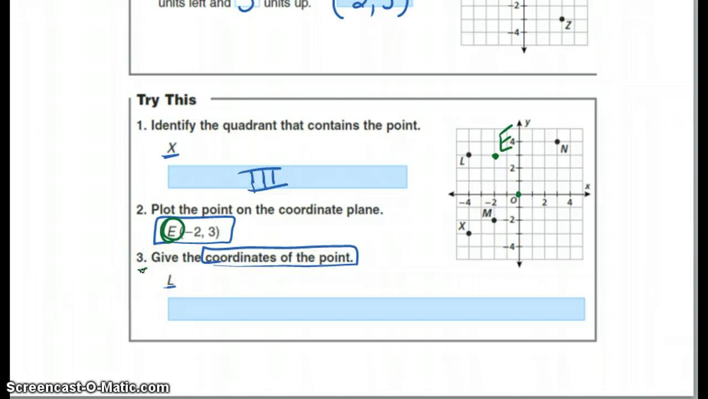Number 3, give the coordinates of L. Well, I again start at my origin. I move 1, 2, 3, 4 across, and I'm in negative territory, so it's a -4. And I move 1, 2, 3 up. My numbers here are positive, so I'm at +3. And again, I surround it with parentheses. This is the end of lesson 4-1, the coordinate plane.